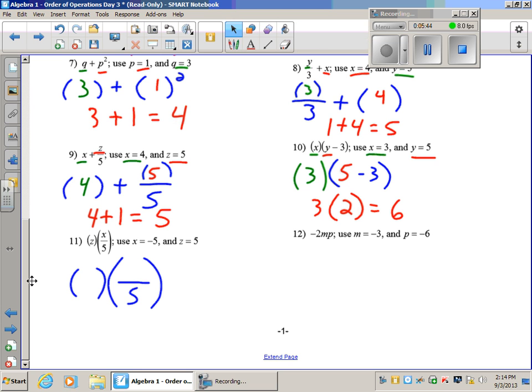Everything in blue, what's already there. My z value is 5. My x value is negative 5. So I have to do division first. 5 times negative 1 is negative 5.